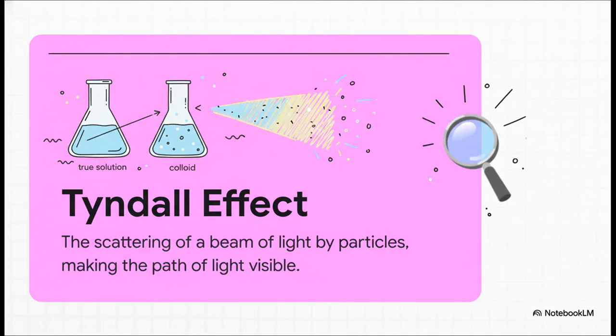So, if colloids look so much like solutions, how on earth can we tell them apart? Well, there's a fantastic test for this, and it's called the Tyndall effect. Remember how we said that a beam of light passes straight through a solution? Well, in a colloid, the particles are just big enough to get in the way of the light. They hit the light beam and scatter it in all directions. And when that happens, you can actually see the path of the light beam. It's a sure sign that you're looking at a colloid.